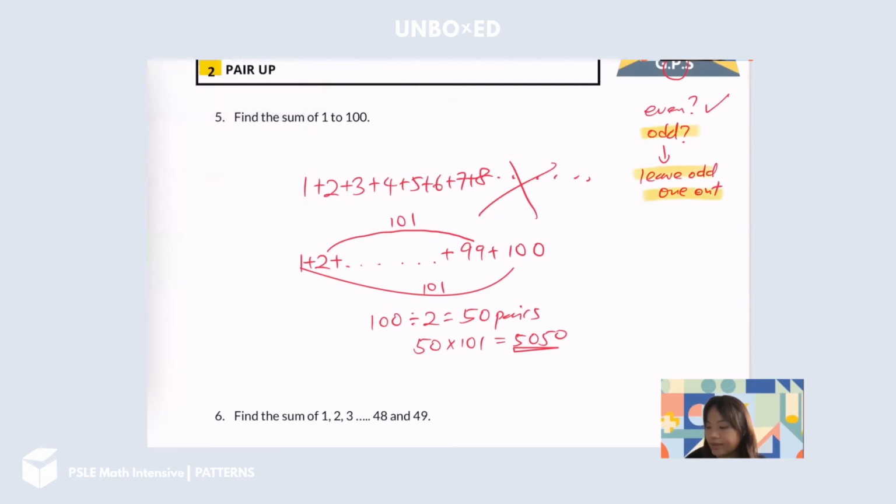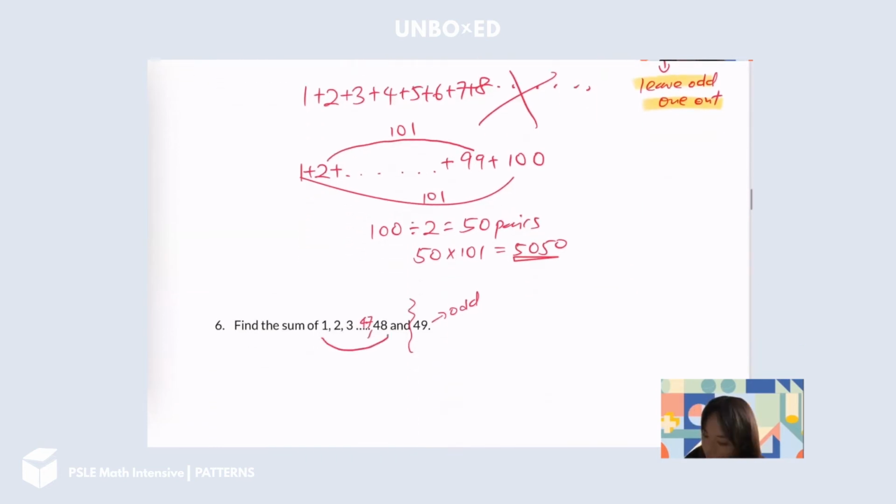Okay, it's an odd number, so you need to leave the odd one out. What do I mean? In this case, if it's 49, you know that 49 is odd. You don't throw it away, just leave it there first. In front is 47, so I pair it nicely first. This one and this one is 49. This one and this one is 49. Can someone tell me how many pairs will I have from 1 to 48 first? 24. Thank you. 24 pairs.